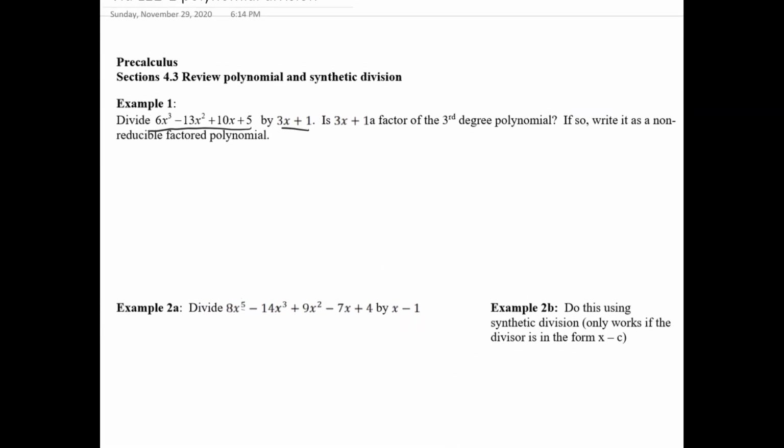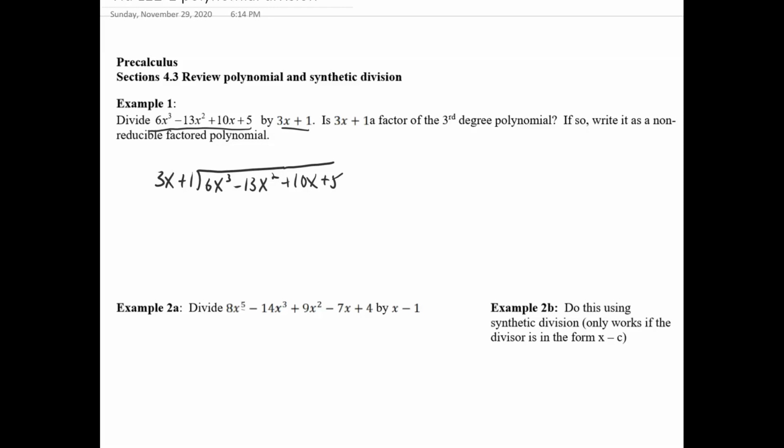We kind of hope that we are going to end up with a remainder of 0 and we have a factor, but let's see what happens. So we set it up, looks pretty much the same way. 3x plus 1 into 6x cubed minus 13x squared plus 10x plus 5. Now when you look at this, you want to make sure that your polynomial has no missing degree. So this is a degree of 3, 2, 1, 0. There's nothing missing in the degrees from that. Okay, so we're ready to go.